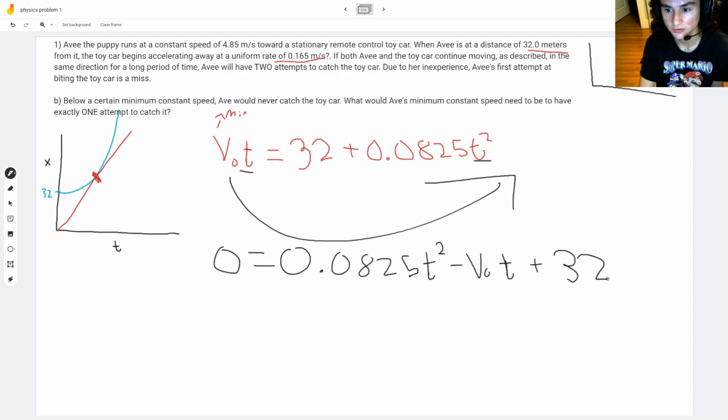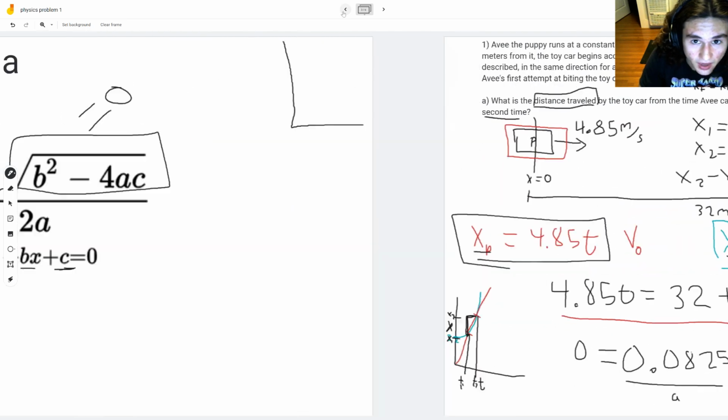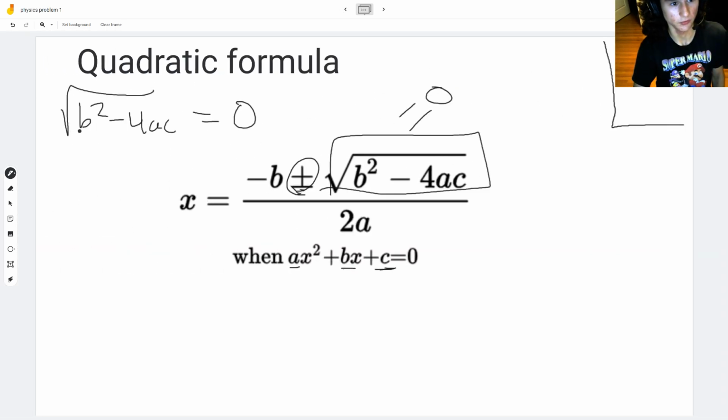And 32. So this one will be A. This will be B. This will be C. So now we know what we're trying to solve for. We're trying to solve for B, or the velocity. So how do we get this all alone on one side?